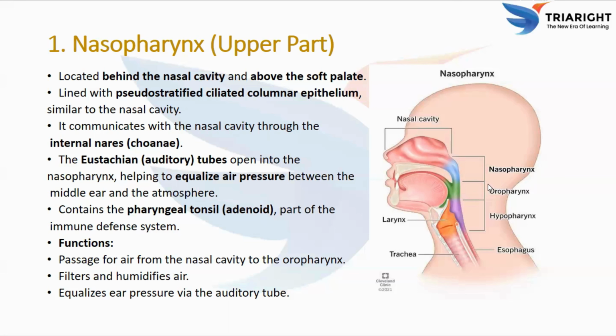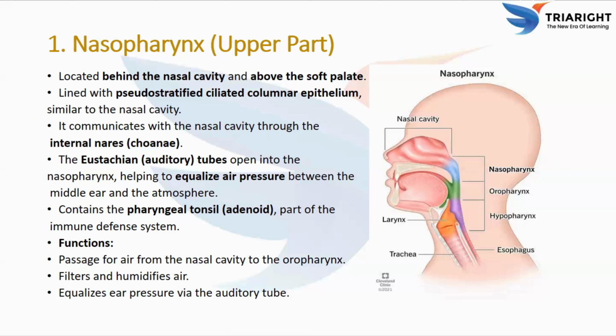And the middle part, oropharynx. It's behind the oral cavity. It extends from the soft palate to the esophagus. So what does this oropharynx do? It acts as a common passage for both air and food. It also contains the palatine tonsils and lingual tonsils. I said here nasopharynx contains the pharyngeal tonsil, whereas oropharynx contains the palatine tonsils and lingual tonsils. So what do these tonsils do? They help to defend against infections.